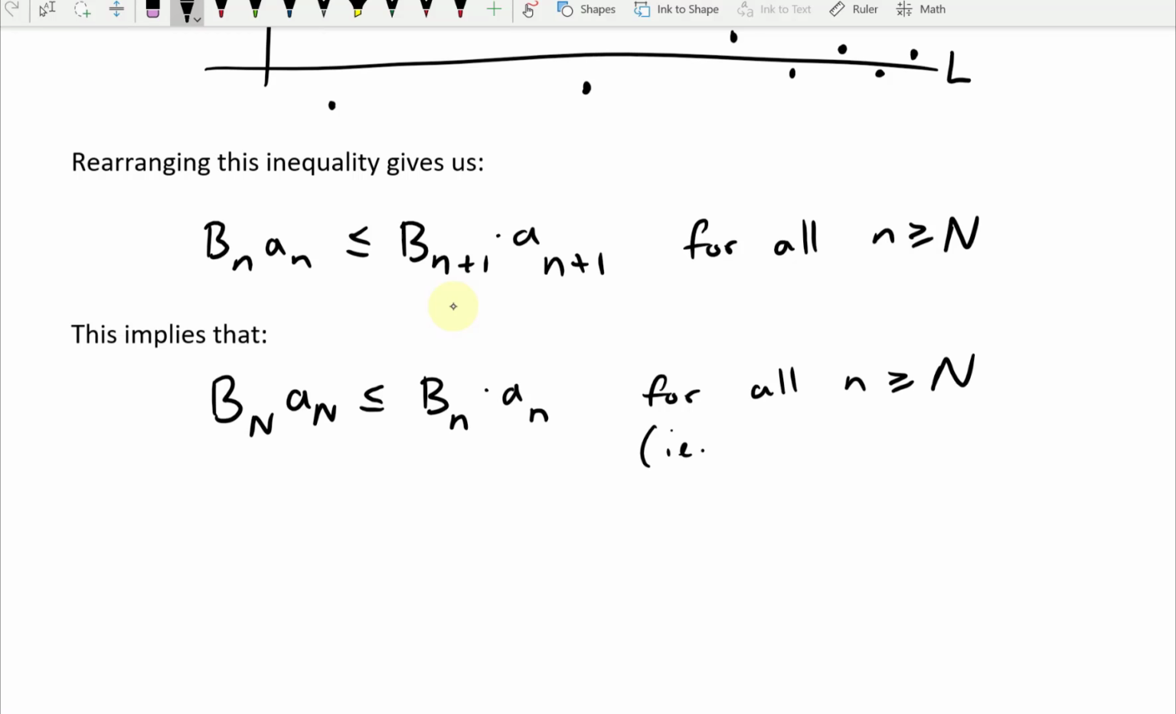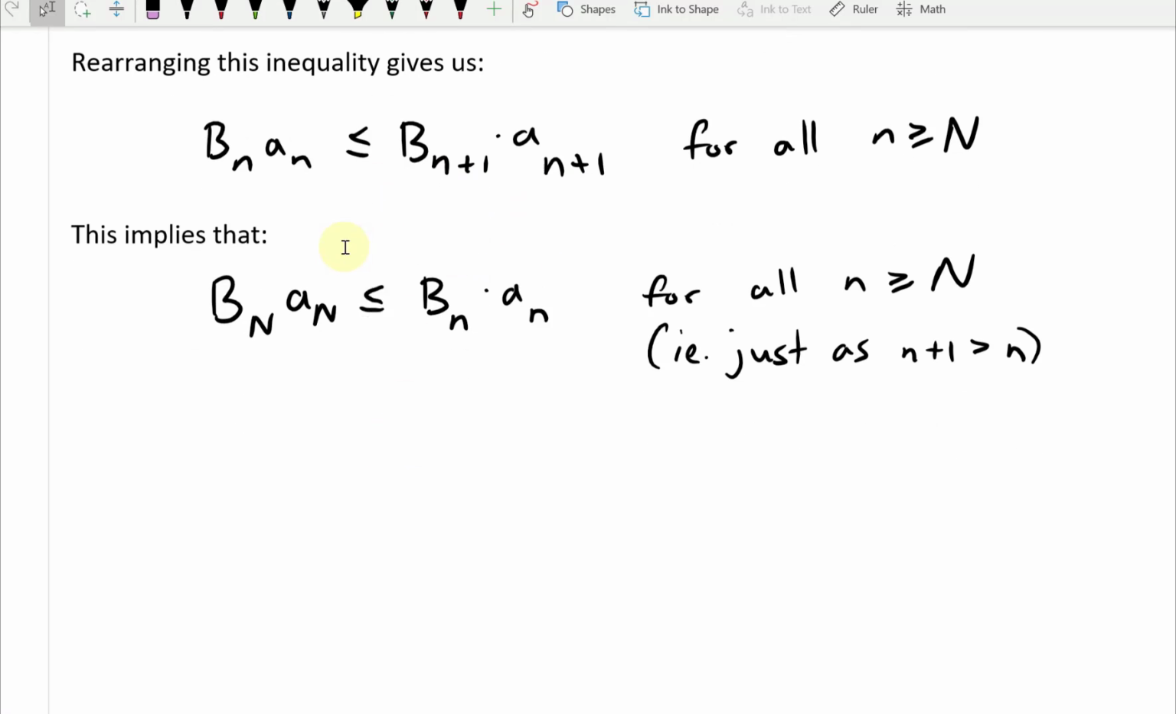Just as n plus 1 is greater than or equal to n, well, in our case it's greater than n. I'll just put equal, because we know it's greater than that. So yes, that is the scenario here. So now we're just replacing that.